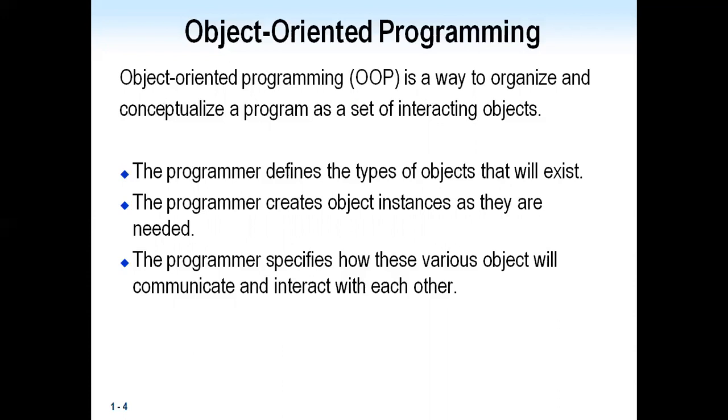If any communication is needed from one object to another, the programmer specifies the communication between the two objects and how they interact: which object sends the message, and how the other object reacts to that message. So object oriented programming specifies how objects are created, how they are defined, and how they communicate from one object to another.